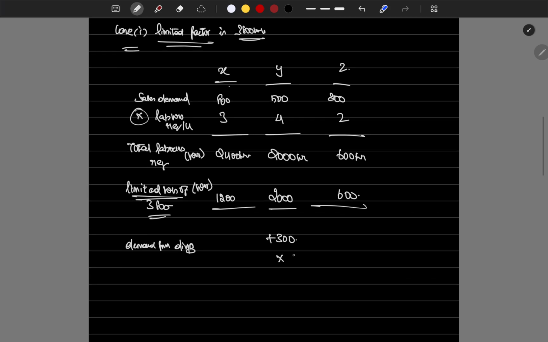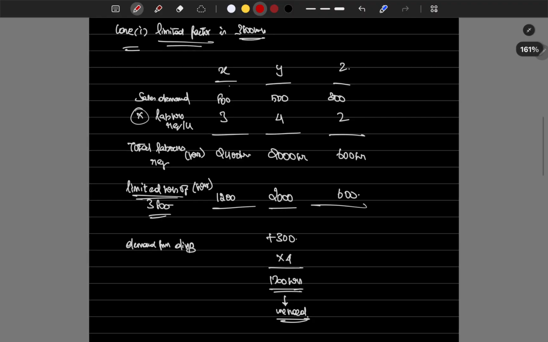What's the 300 units' labor hours requirement, which is 4 per unit. So 1200 hours we require, but we don't have any excess hours. So what we need to do is choose the least contribution product, and we have to sacrifice this.